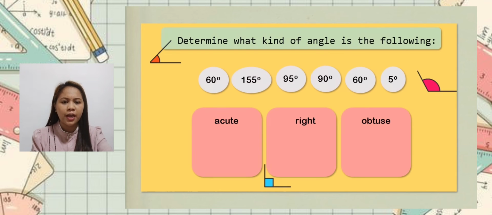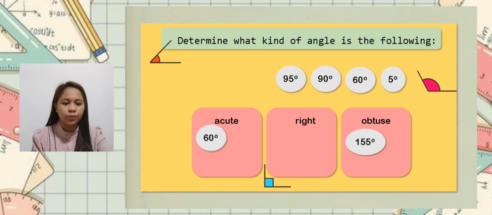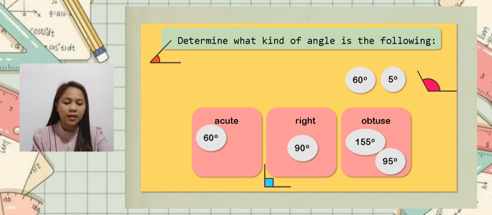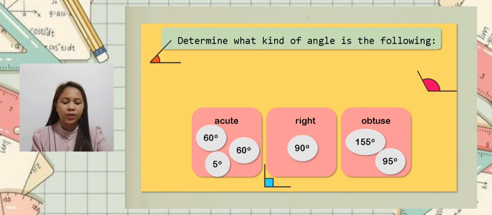Okay, let us try determining which kind of angle is the following. 60 degrees is an acute angle. 155 is obtuse. 95 is also an obtuse angle. And 90, of course, is a right angle. And 60 will be acute. And 5 degrees is also an acute angle. Did you get it correct?